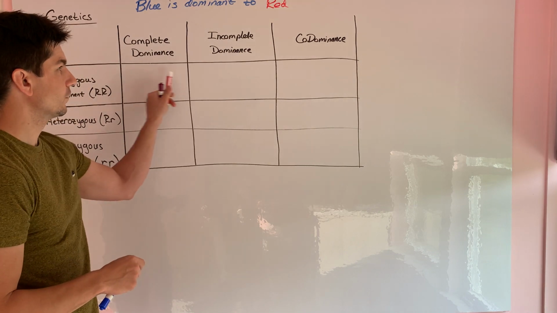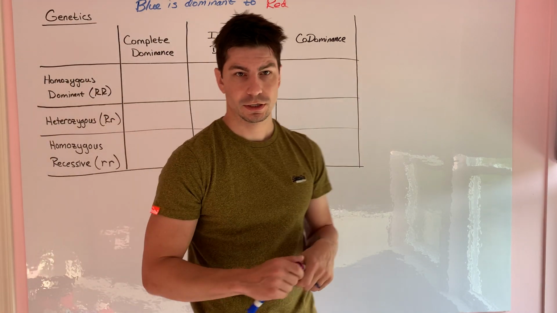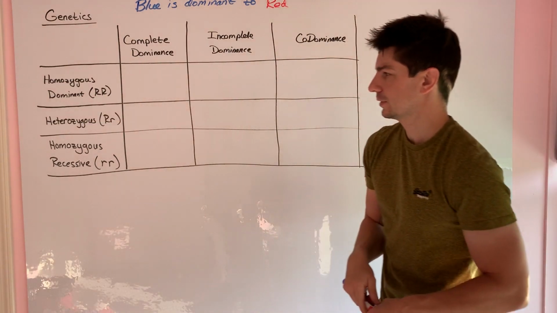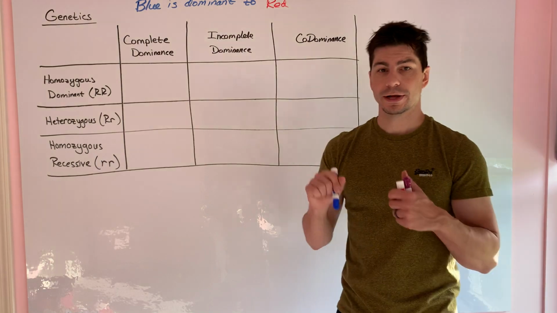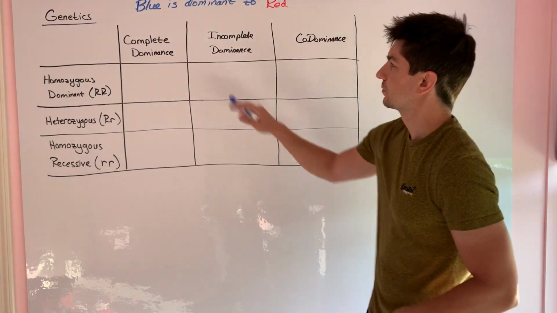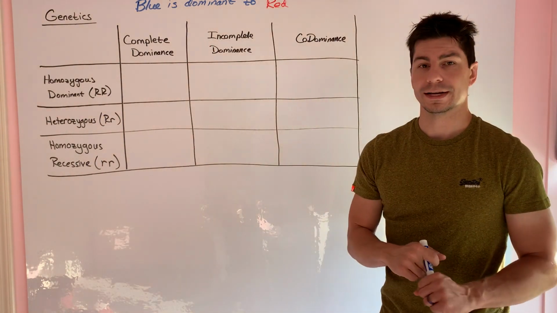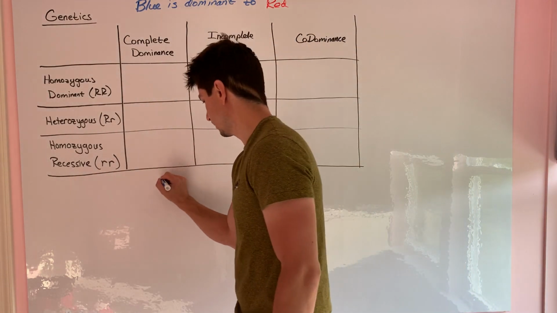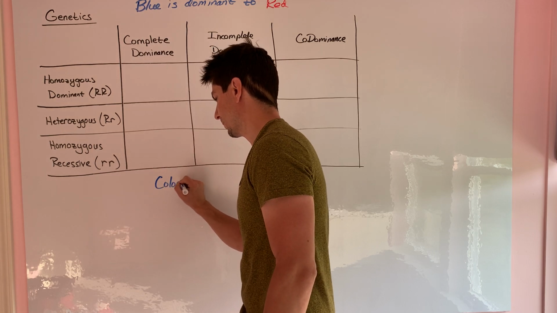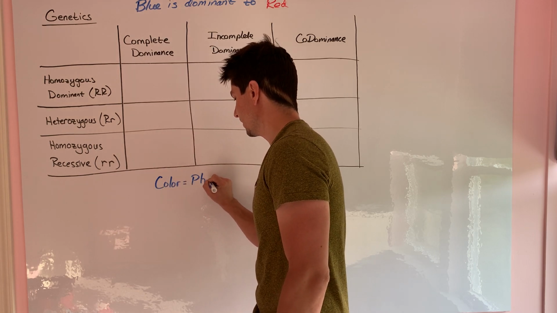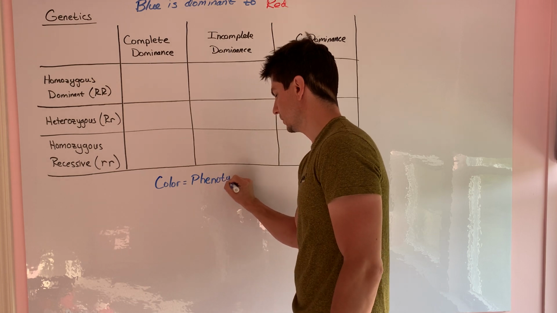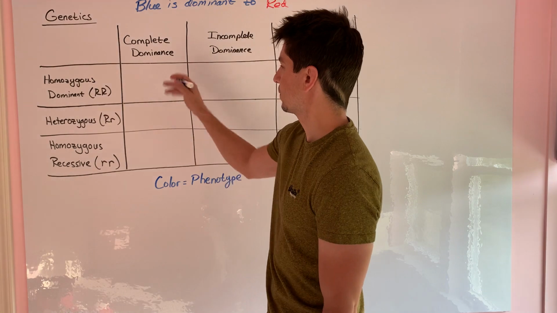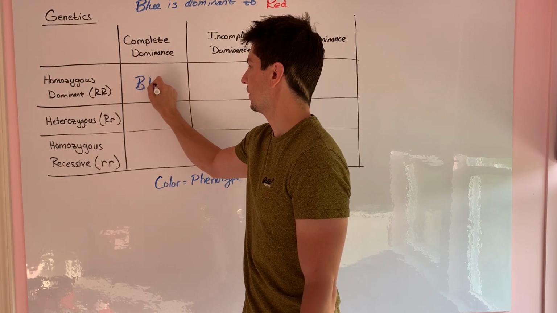Now, we're going to go over three different types of inheritance here. If we have homozygous dominant, we are going to show that dominant color. What that is called is a phenotype. So the color is the phenotype. All a phenotype is, is what we can see. So big R is going to be blue because blue is dominant.